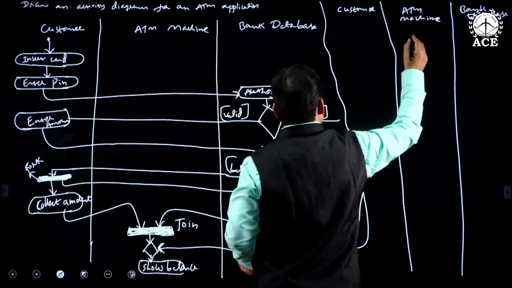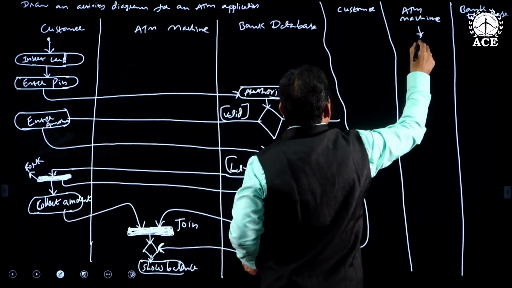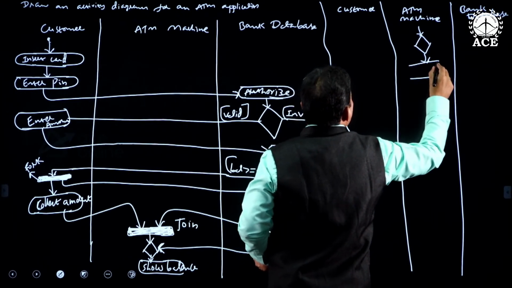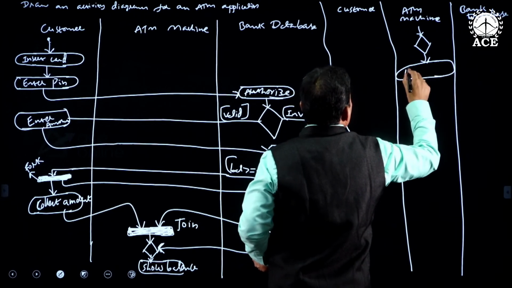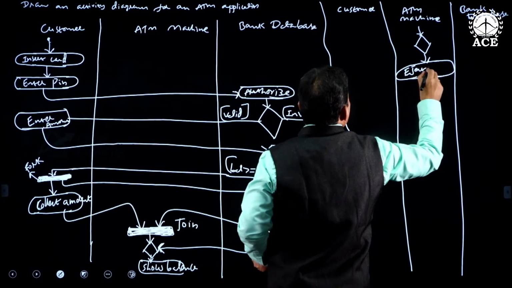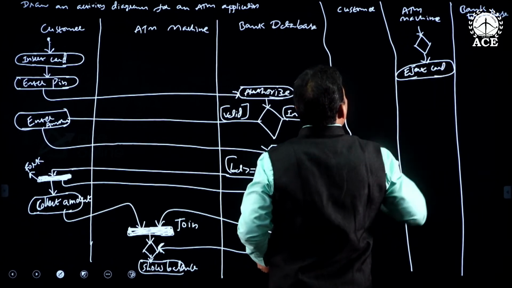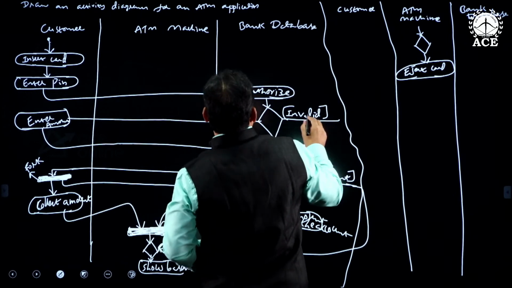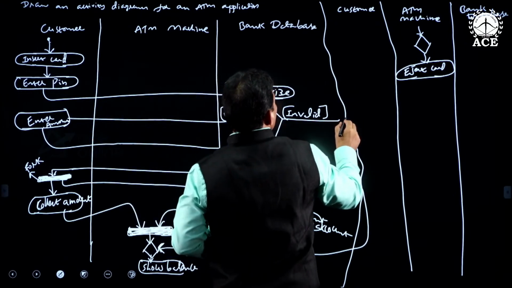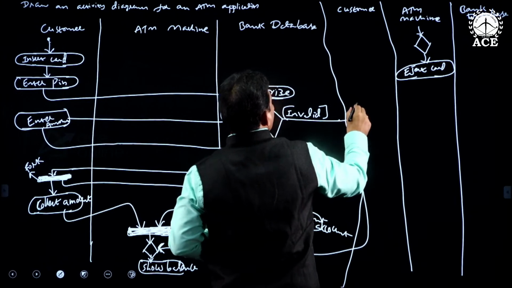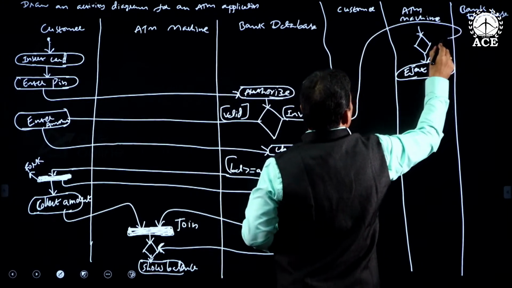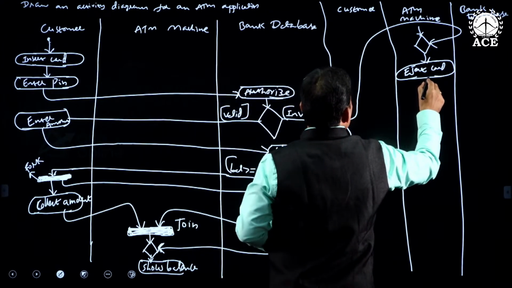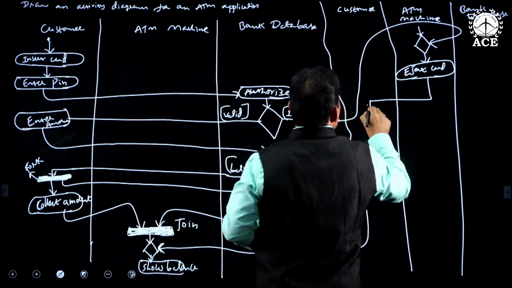After that, eject card. If the entered PIN is invalid, what will happen here? If the PIN that was entered is invalid, the card will be ejected, and it reaches here.